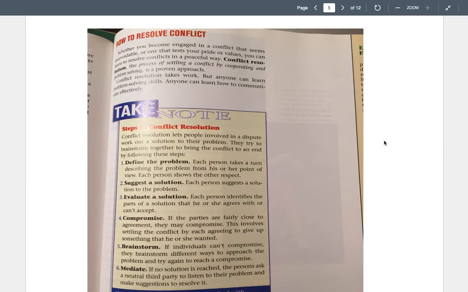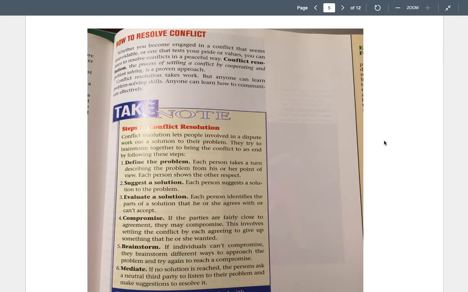Conflict resolution. The process of settling a conflict by cooperating and problem solving is a proven approach. So that is the definition for conflict resolution. Conflict resolution takes work on both sides. But anyone can learn problem-solving skills. Anyone can learn how to communicate effectively.